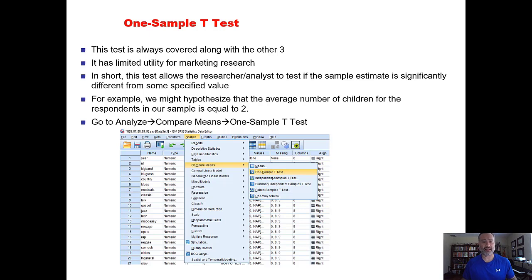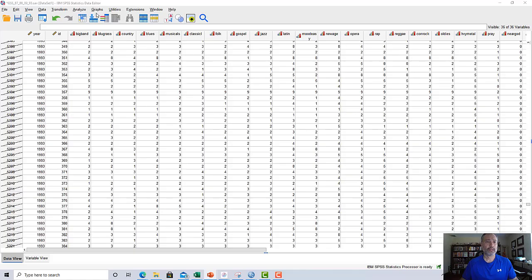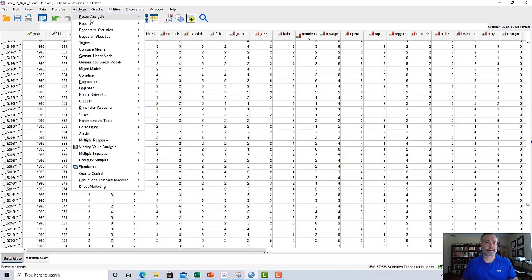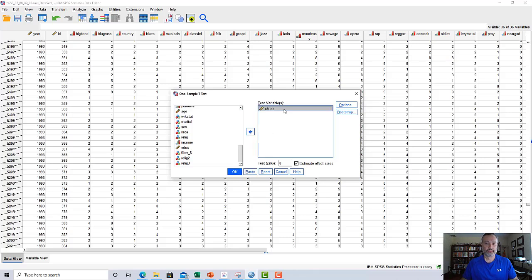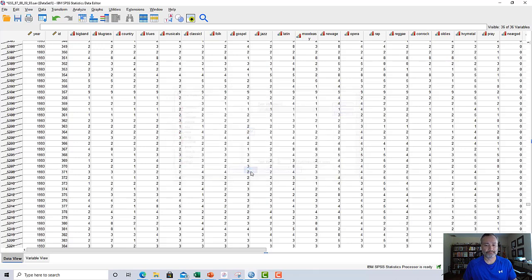So to do this, we're going to go to Analyze, Compare Means, and the one sample t-test. I want to find the variable child's. So that's going to be my test variable. And then down here, you'll see there's this option to fill in the test value. By default, it's set at 0. So you can test whether the true value is different or the same as 0. In this case, we were estimating 2. We're saying, is it significantly different than 2? And that's it. I click Paste.